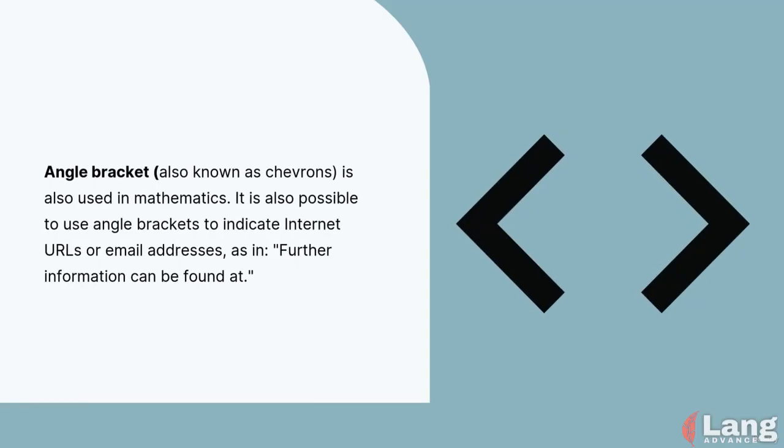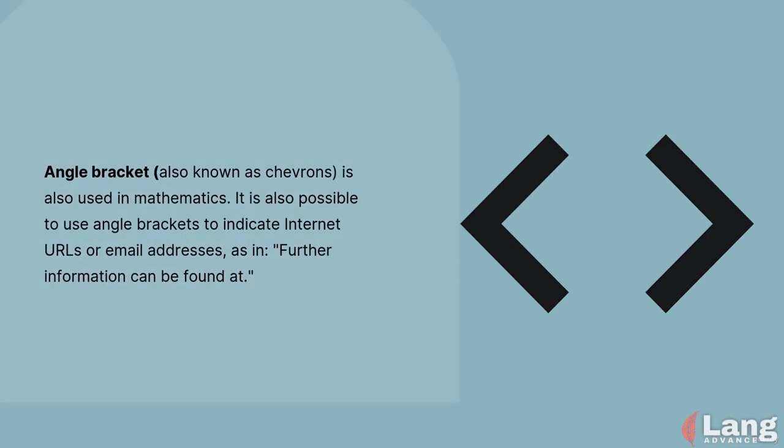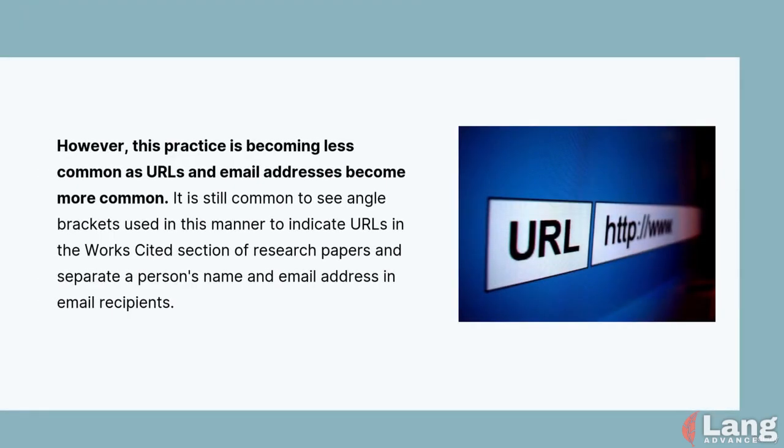Angle brackets, also known as chevrons, are also used in mathematics. It is also possible to use angle brackets to indicate internet URLs or email addresses, as in: further information can be found at <URL>. However, this practice is becoming less common as URLs and email addresses become more common. It is still common to see angle brackets used in this manner to indicate URLs in the Works Cited section of research papers and to separate a person's name and email address in email recipients.